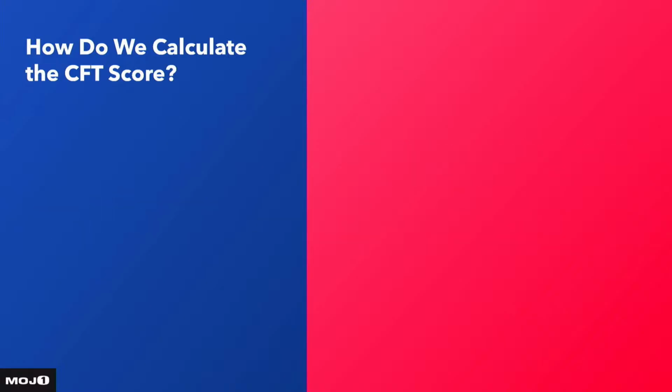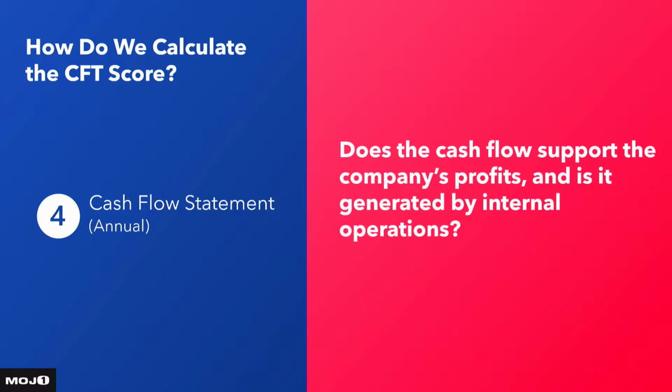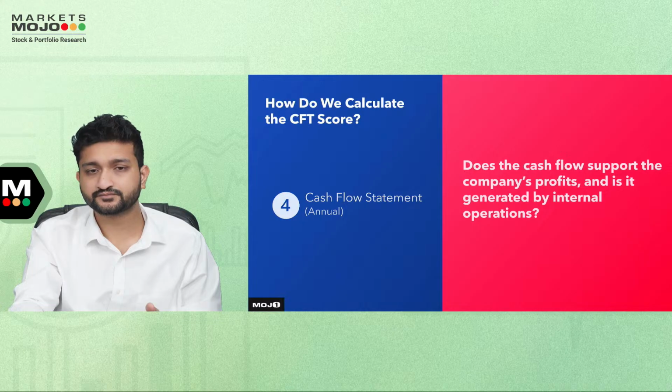Then we also look at the cash flow statement, which is once again annual. Does the cash flow support the company's profits? Is it generated by internal operations? We look at cash flow from operations to understand that the cash which has entered the company is not coming from financing activity or from some of the company's investments. The cash coming into the company is from the actual internal operations and is organic in nature. So we look at the cash flow statement.